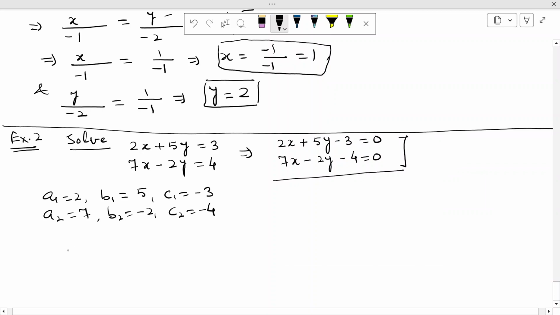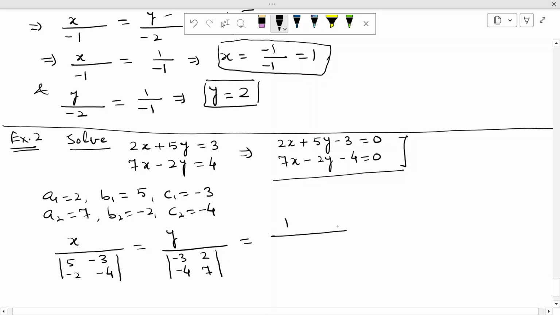Now next we will write the equation which is x upon, now we are leaving the coefficients of x, means a1 a2, so we are having 5 minus 2, and here we are having minus 3 minus 4, और नेक्स्ट हमें मिलेगा y, अब हमें y के कोफिशिएंट्स मींस b1 b2 को लीव करेंगे, बट पहले हम लोग c1 c2 को लिखेंगे, सो विच इज minus 3 minus 4, and we are having 2 and 7, and lastly we are having 1 over 2 and 7, and here we are having 5 minus 2.